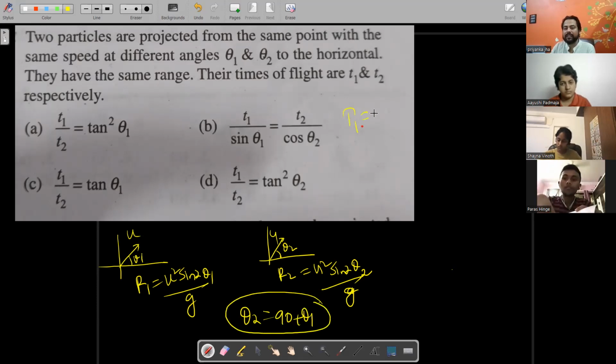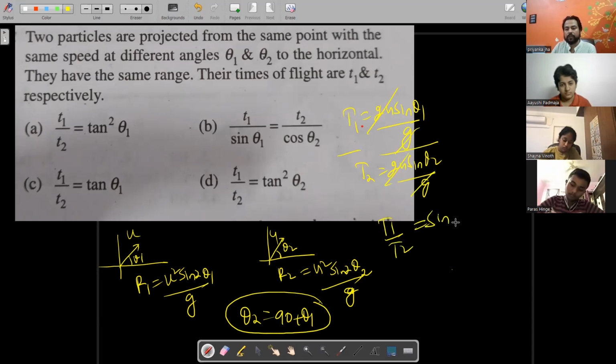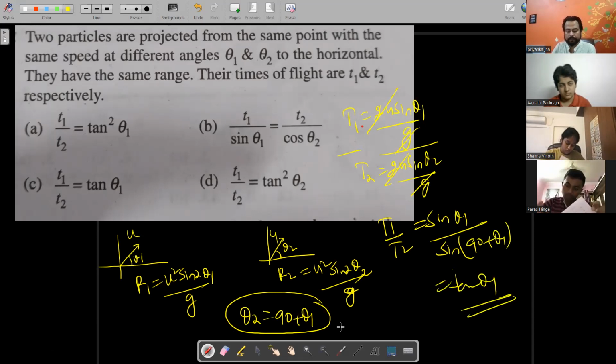So time of flight T1 is 2u sine theta 1 upon g. T2 is 2u sine theta 2 upon g. T1 by T2 you have to find, just divide it. 2u by g, 2u by g gone. So this is T1 by T2, sine theta 1 upon sine theta 2. For theta 2 put 90 plus theta 1, that is tan theta 1.